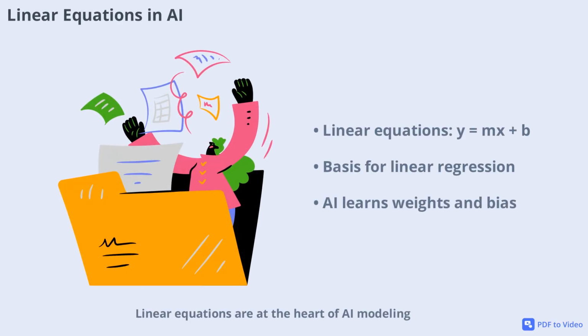Linear equations are at the heart of AI modeling. The classic form is y = mx + b, where x is your input, m is the weight showing importance, b is the bias or offset, and y is the output. In AI, this is known as linear regression, one of the first models you'll encounter. For example, predicting house prices might look like house price = 2,000 times size plus 10,000.